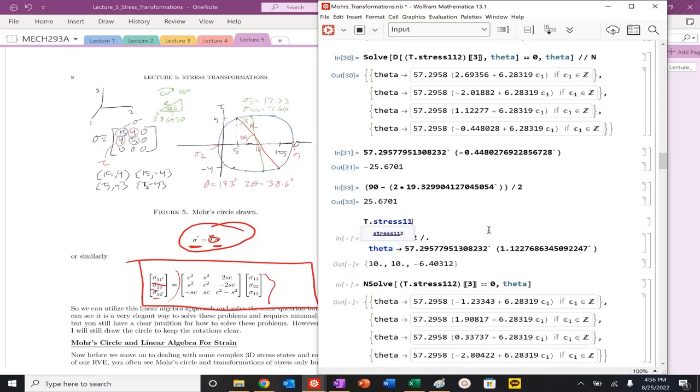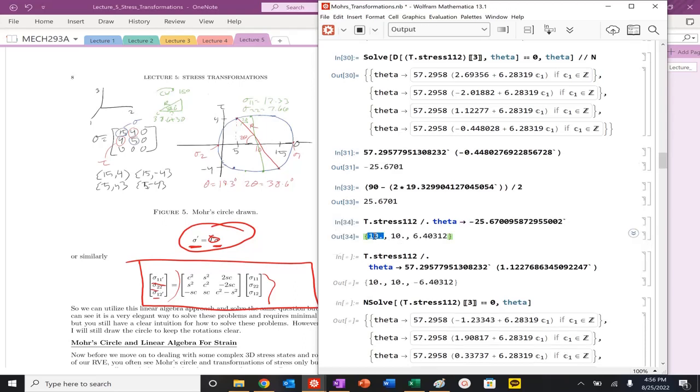Let's look at the values. Remember, it was like 6.4 something. So now if I go to this angle, I can see that our stress state is centered at our center, and we find those 6.4 values again.